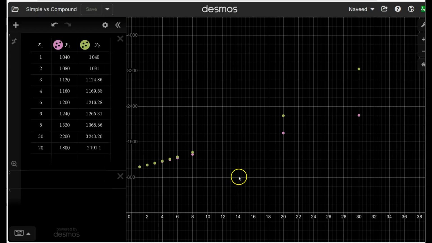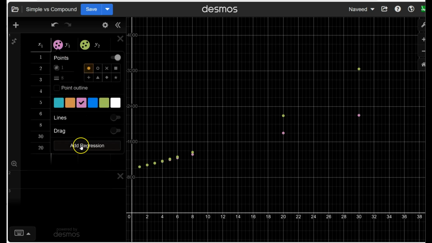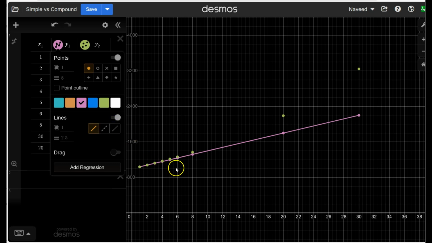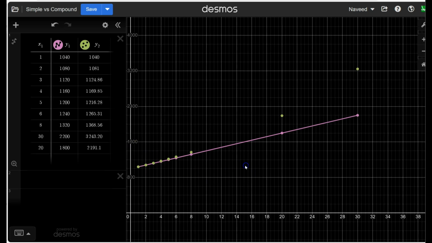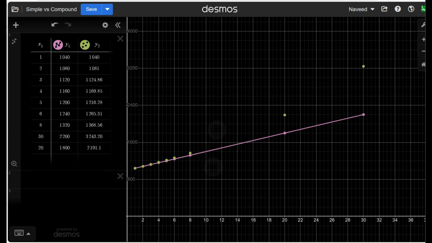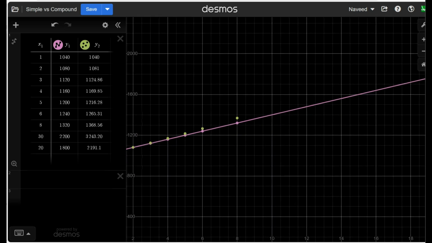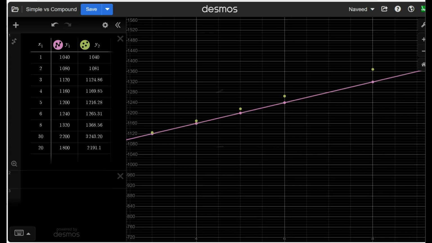Now I'd like to show you the graph of both of these, and let's see how different they are. Let's look at the first one, which is the simple interest graph. So I'm going to graph this. I'm going to add a line and look what's happening. Okay, so this graph is really a straight line. It's going through all the data points of the pink points. If I zoom in, you can see it more, right?